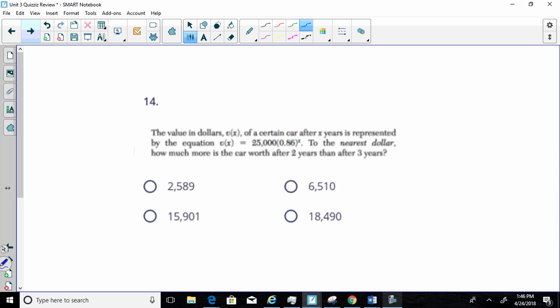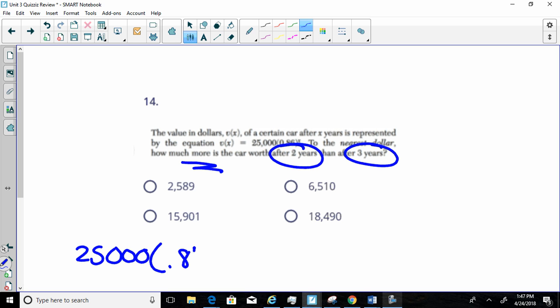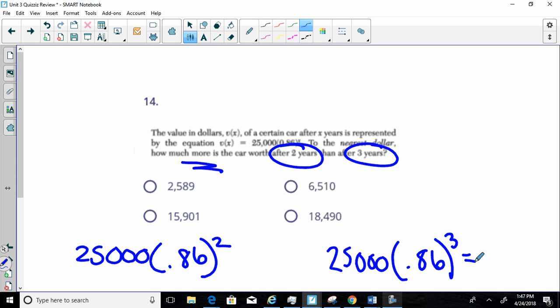All right, 14. So they're giving this equation, and they're saying how much more is the car worth after 2 years than after 3? So what do you think I'm going to plug in for x? 2 and 3. We want to see the difference between them. So all you're doing in your calculators, you're putting 2 right there, and then you're doing the same equation and plugging in 3 right there. Yeah, because they're saying y equals your value. And so what do you get for the first one?